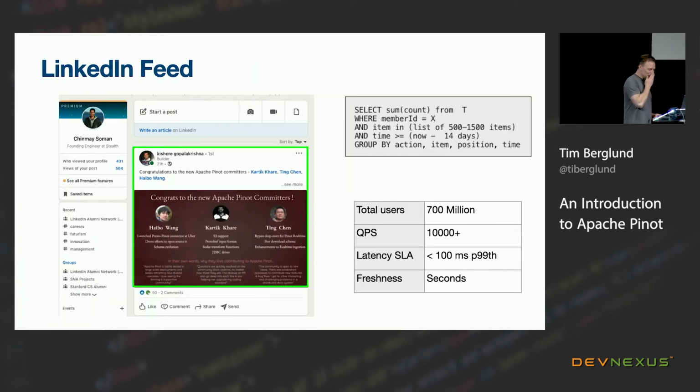The feed itself, like I said, same thing. It needs to know what you've seen recently, and you don't want to see those things again so soon.